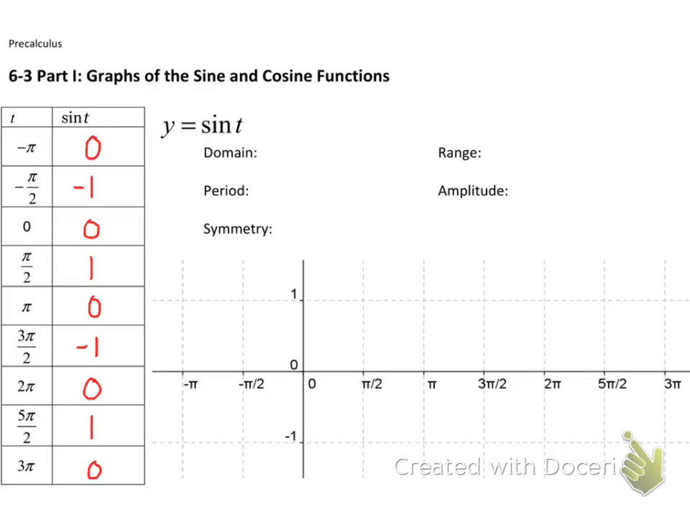So now we are going to graph these points on the axis that is labeled for you below. So at negative pi we have 0, negative pi over 2 down at negative 1, 0, 0, pi over 2, 1, pi, comma 0, 3 pi over 2, negative 1, 2 pi, 0, 5 pi over 2 is 1, and then it's off my page. Oh, nope, there it is. 3 pi, we're also at 0. So if I were to connect these, it's going to look something like this.